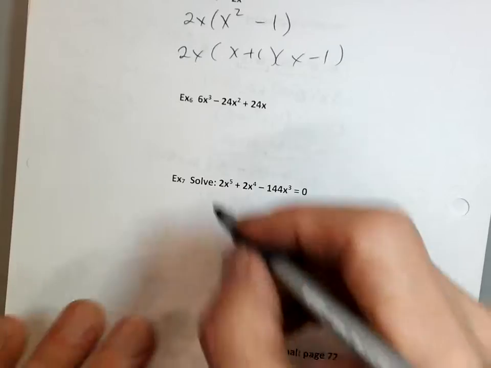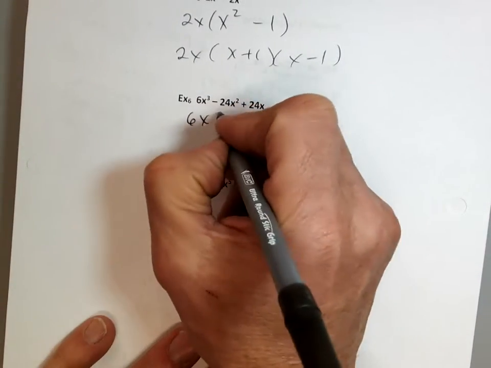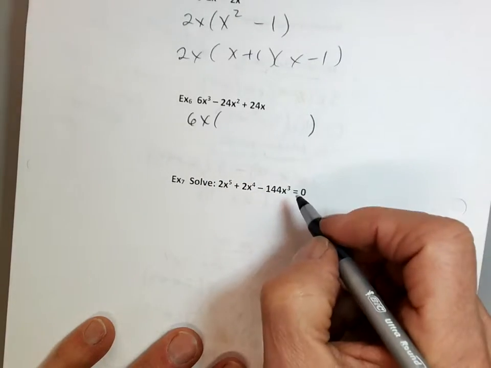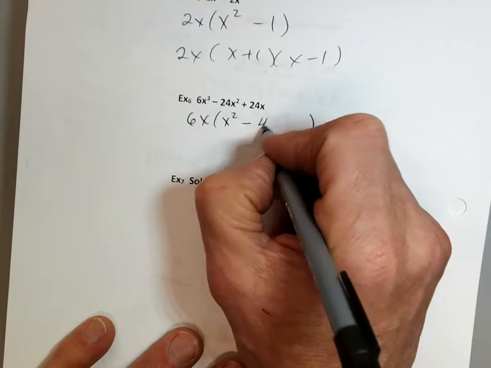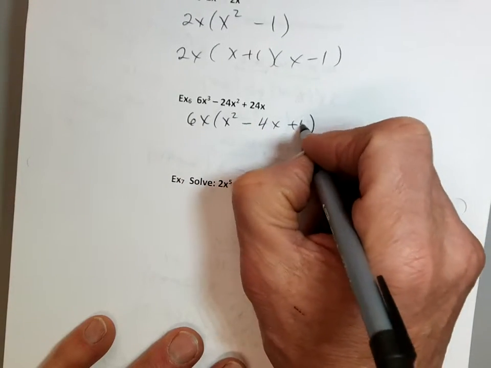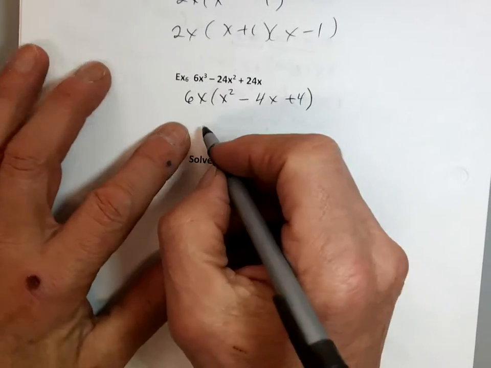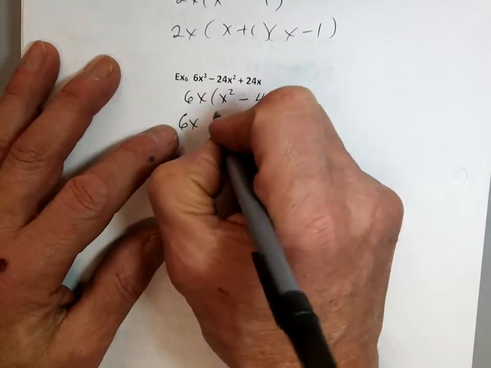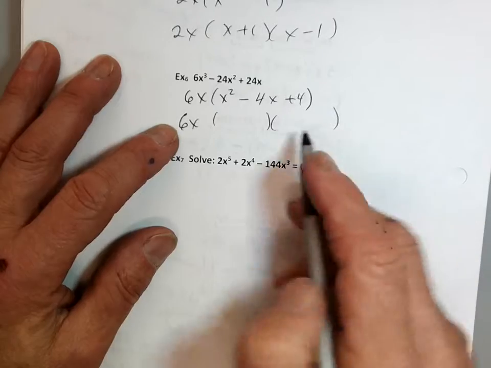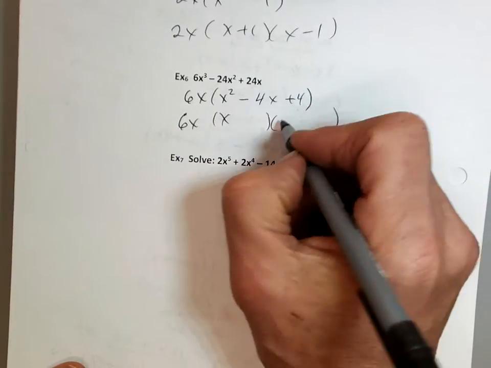I heard Isaac say 6, but what else? 6x, right? So then what would that be? So we're common factoring to have 6x times x squared minus 4x plus 4, okay? And now we can do it again. The 6x is done. Write it down. But what can I do about this one? So that would be x minus 2, x minus 2.